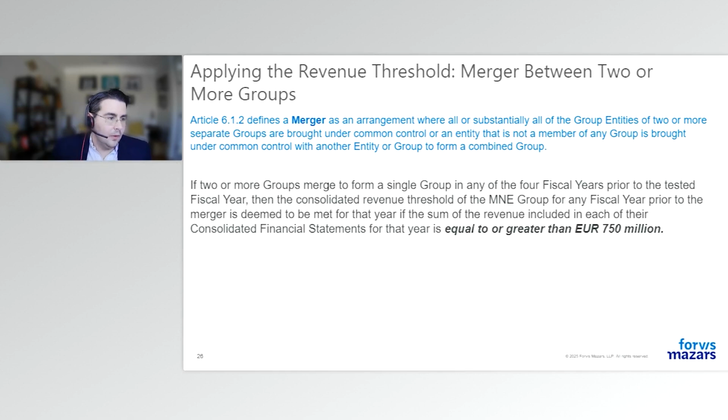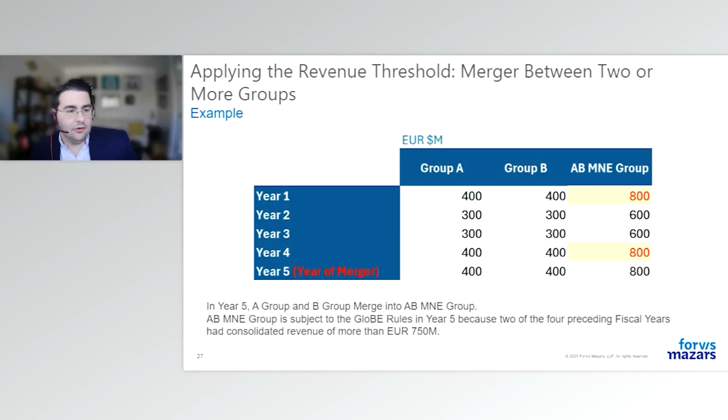So we have Group A and Group B, and let's say Group A and Group B merge together to form A, B, M&E group. As you know, the definition of merger doesn't really distinguish how the entity is acquired. It just says they've been combined together, whether it's, in the U.S. context, something like a tax-free reorg or an acquisition. This is just very broad to encompass any kind of combination.